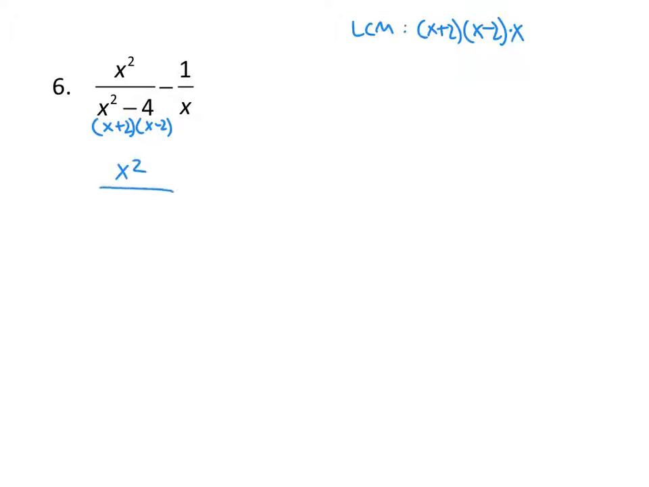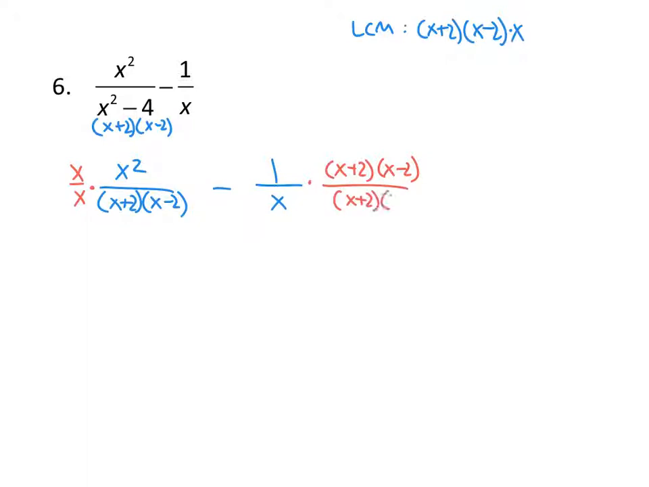Okay, so I'm going to rewrite this. x squared over x plus 2, x minus 2, minus 1 over x. Now my first fraction needs to be multiplied by x over x to get the x in the bottom. And my second fraction is missing the x plus 2 and the x minus 2, so I'm going to multiply by both of those over themselves. And that should give me common denominators.